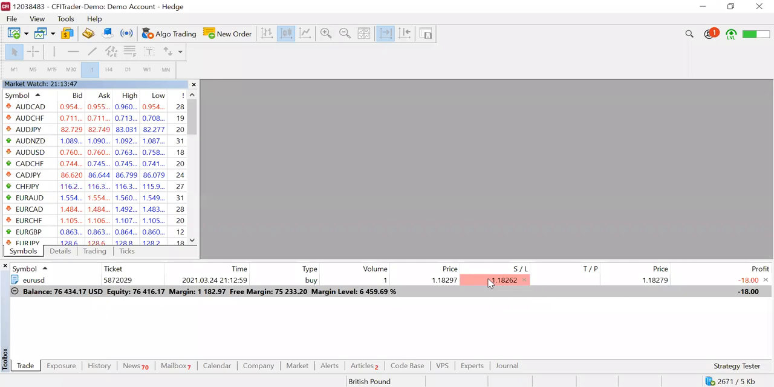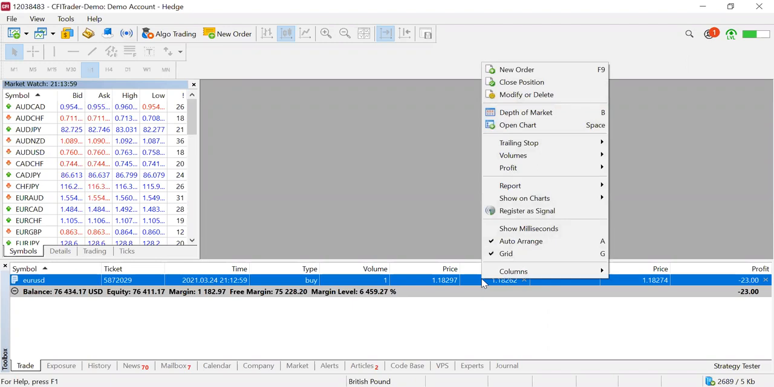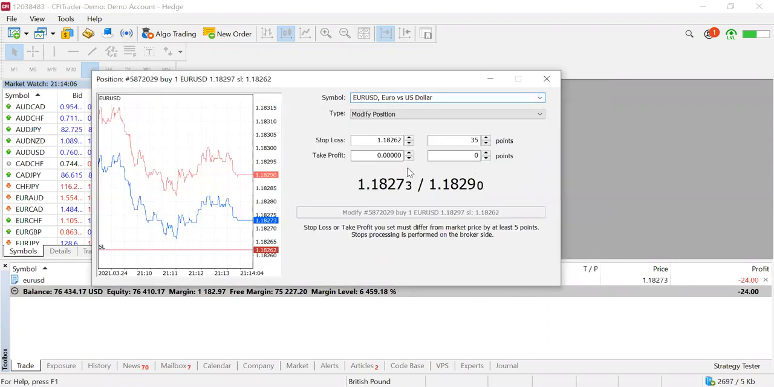So yeah, this is how we look once you open a position. Also, let's say you want to modify your current stop loss. You can simply select it, right click, and then you have this option, either modify or delete. You click there and then you can modify, for example, the stop loss and things like that. So let's just give you an example.